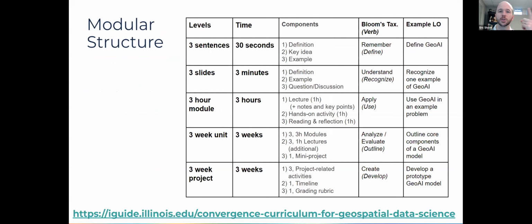So, sentence 1, give me a definition of that component. Sentence 2, give me a key idea behind that component. And sentence 3, give me an example. If you're looking at the pedagogy, this aligns with Bloom's taxonomy at the remember level. And an example learning objective would be define GeoAI, right? This would be a learning objective that would align with the 3 sentences.